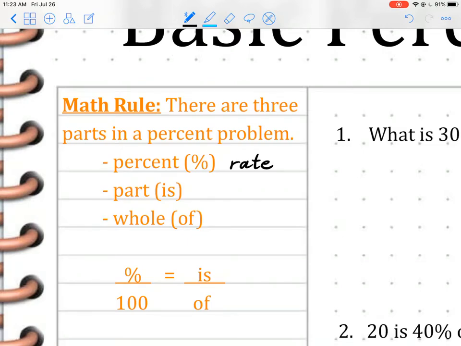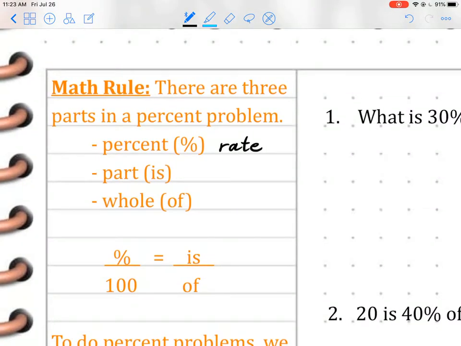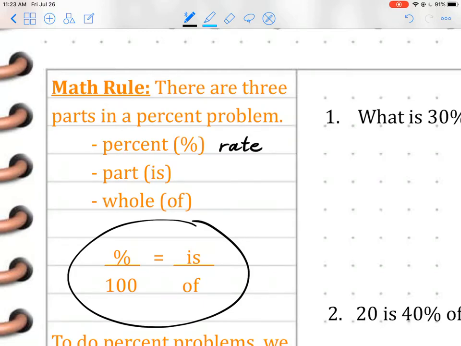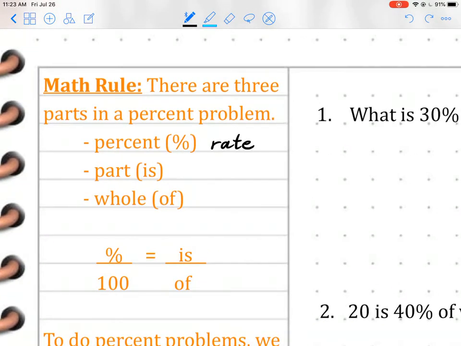So if you are going to use this method for solving percents, you need to memorize this. Percent over 100 equals part over whole. And I should have written it that way instead of is over of. I really should have said, even though this is true, here's what I meant to say, part over whole. So go ahead and make a note of that.